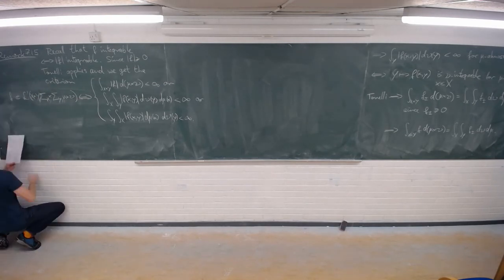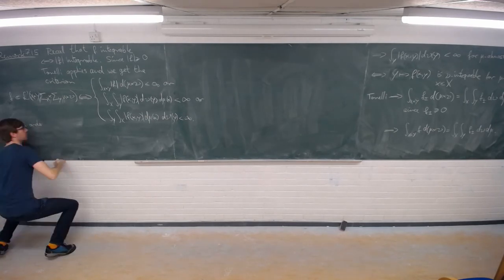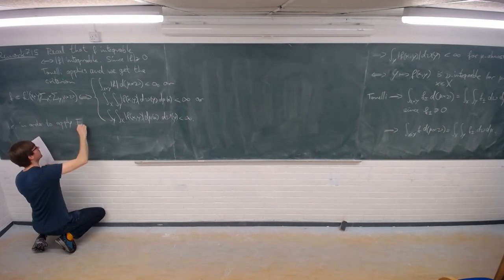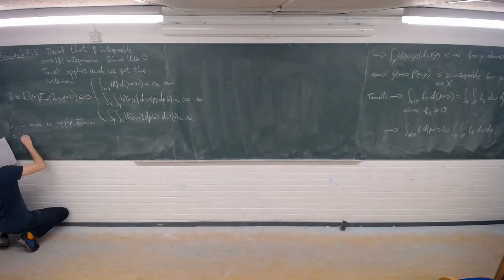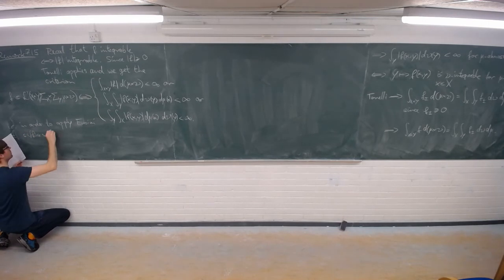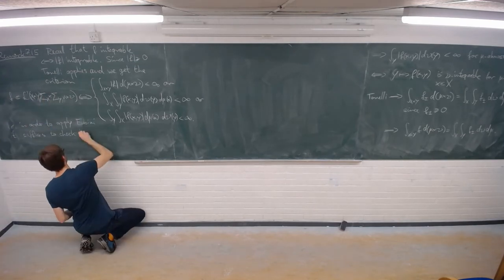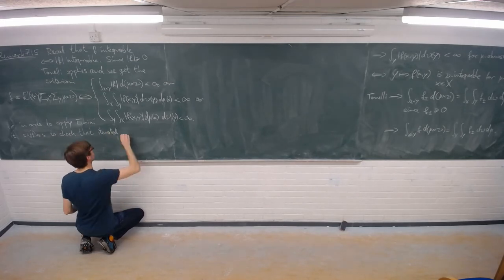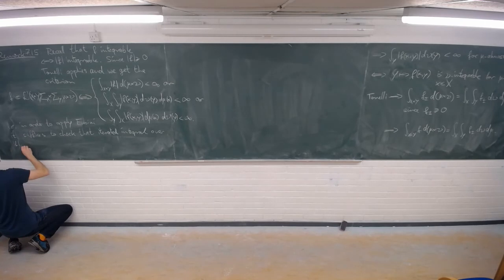Yeah, so let's write this down. I.e., in order to apply Fubini, it suffices to check that this iterated integral over the absolute value of f is finite.